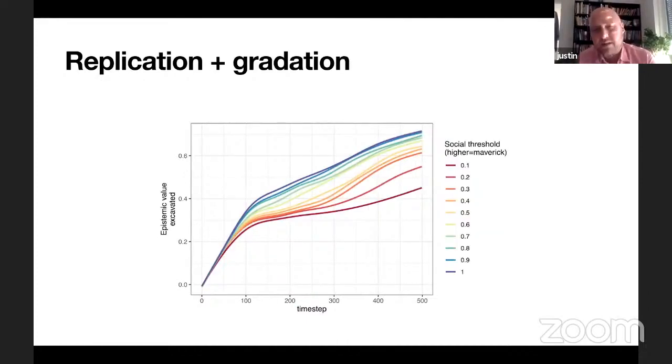One thing you can add to this kind of model is graded social learning. So for instance, a low number here is a low threshold, meaning you're a conformist, and a high number means you have a high threshold and you're more of a Maverick. And having a higher threshold overall is better because then the group is more likely to discover the second peak.